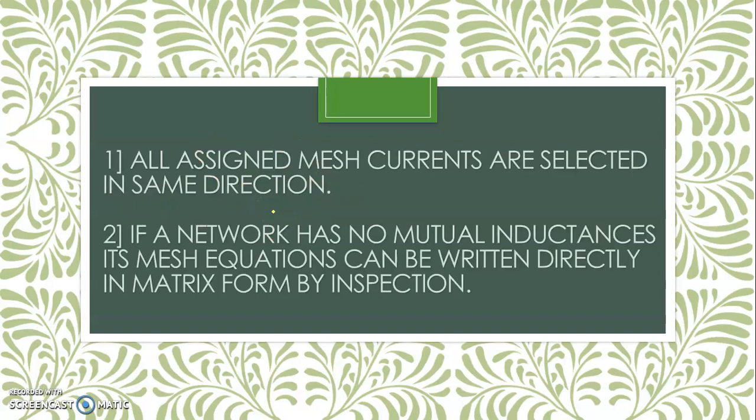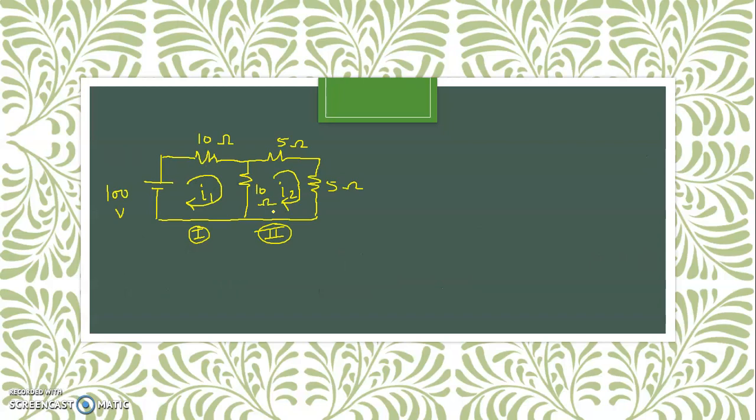Another point which you have to remember is if a network has no mutual inductance, as in this given example there is no mutual inductance present, its mesh equations can be written directly in matrix form by inspection. This is the important point, but I just write the expressions by inspection instead of writing the expressions in matrix form. Okay, so now how to write those expressions by inspection?